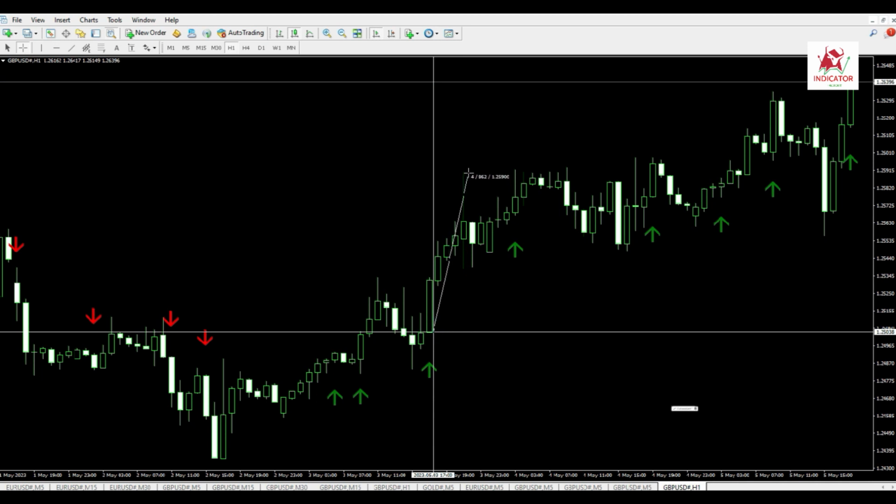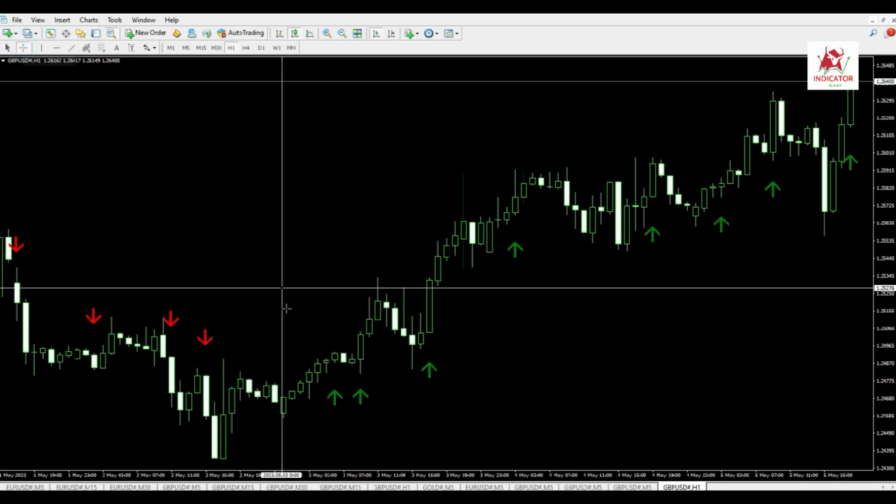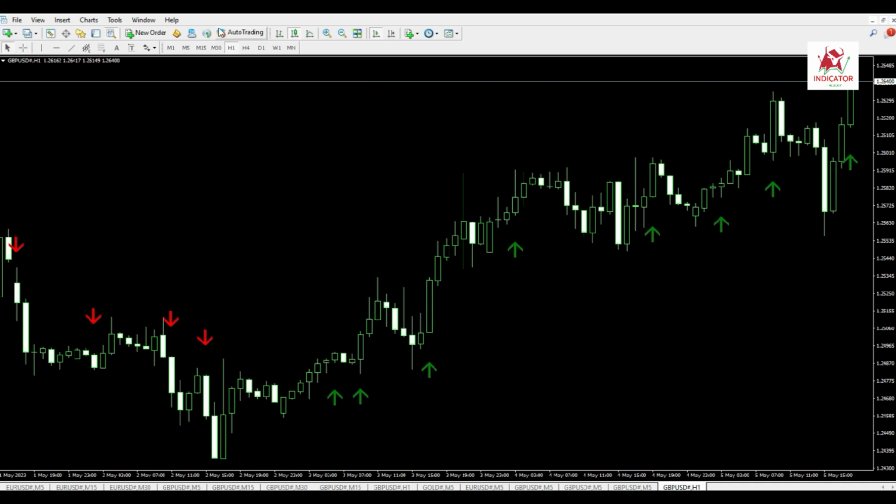Developed by Gerald Appel in the late 70s, the moving average convergence/divergence oscillator, MACD, is one of the simplest and most effective momentum indicators available. The MACD turns two trend-following indicators, moving averages, into a momentum oscillator by subtracting the longer moving average from the shorter one. As a result, the MACD offers the best of both worlds, trend following and momentum.